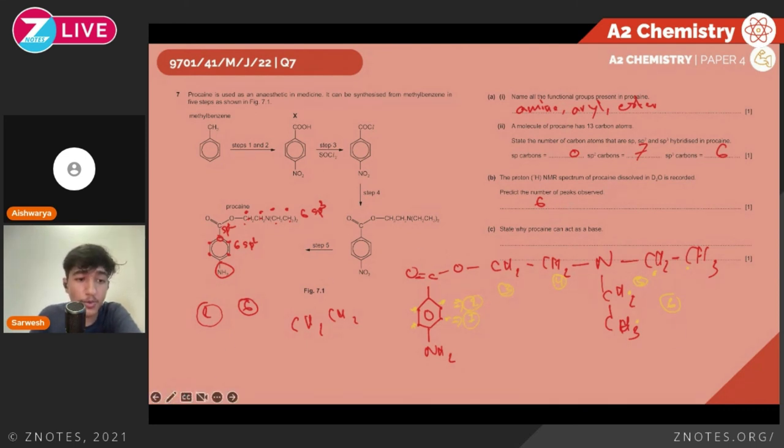Let's talk about why procaine can act as a base now. So why can procaine act as a base? Procaine has got lone pairs on the nitrogen. So the nitrogens have lone pairs, so they can accept hydrogen ions, protons. So procaine is a base because it can accept protons.